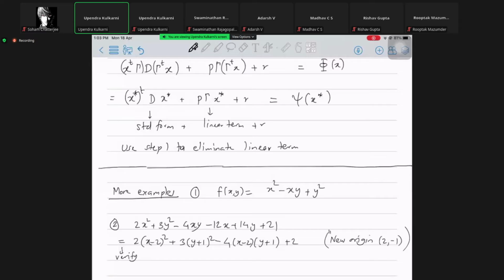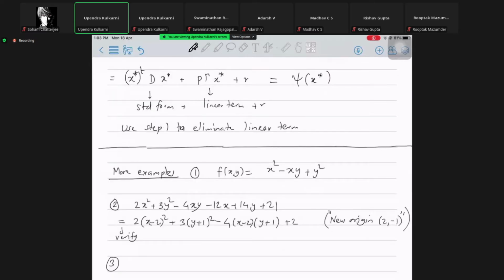Okay. And then the third one is, it's a very nice example, x cube plus y cube minus 3x minus 3y. So I'm going to say beyond quadratics. And also, you see what happens if I do x cube minus y cube. Let's say plus 3x minus 3.